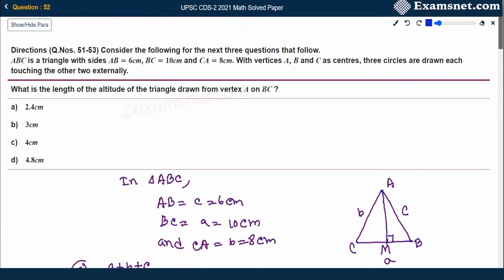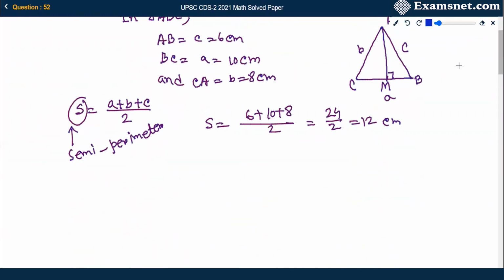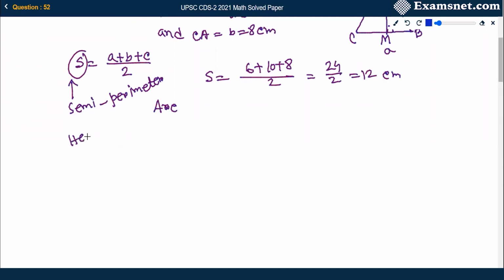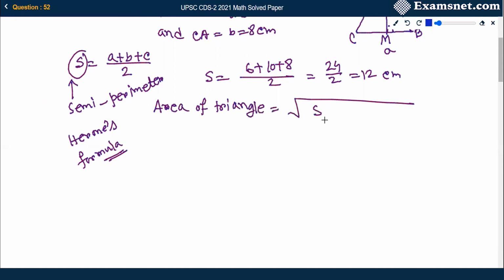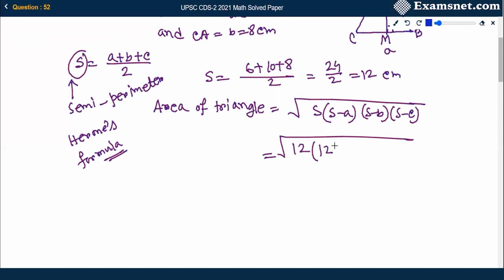Now, how can we find the area? Because from area, we can easily calculate the height also, right? So area from Heron's formula. We are going to use Heron's formula here. Area of the triangle, let me write the formula first: square root of s multiplied by (s minus a), (s minus b), (s minus c), correct? So here, that is 12 into (12 minus 10), (12 minus 8), (12 minus 6). So 2, 4, and 6.